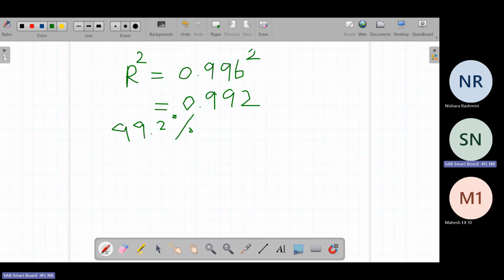The remaining 0.8% is explained by the other factors.